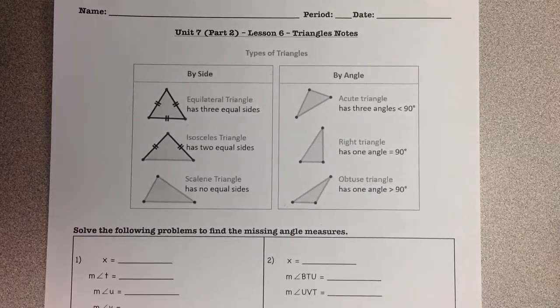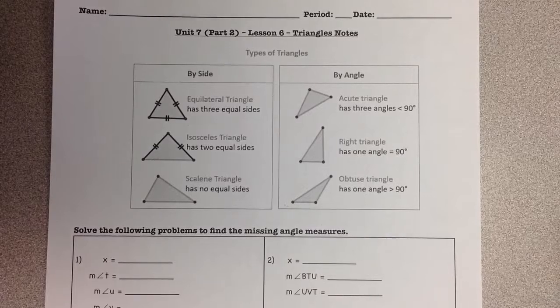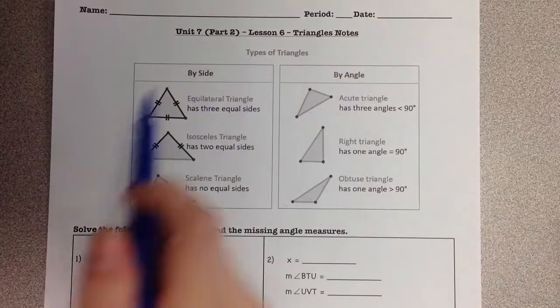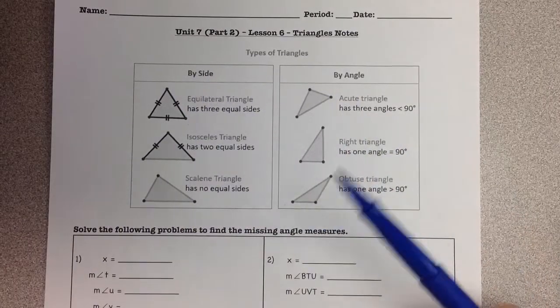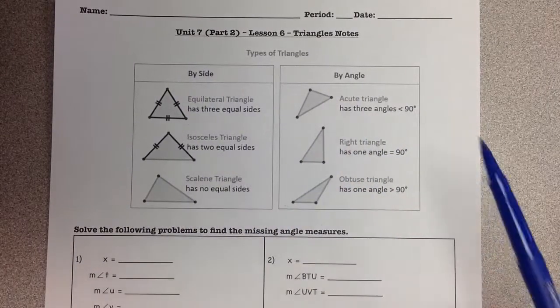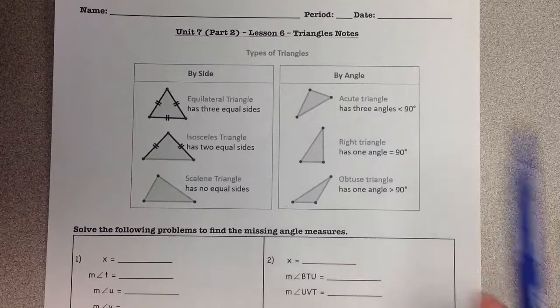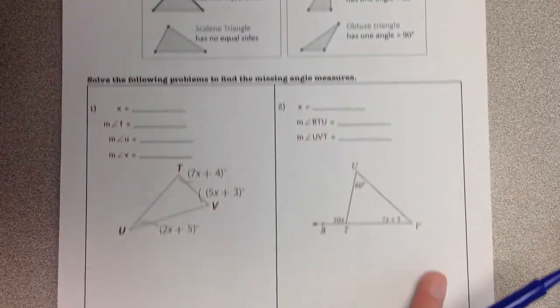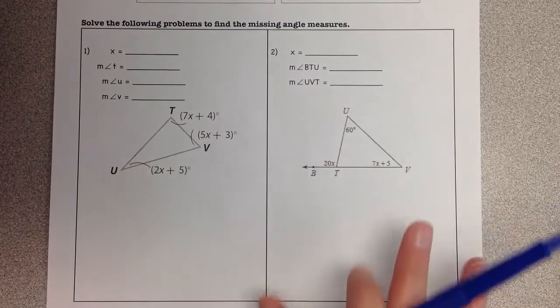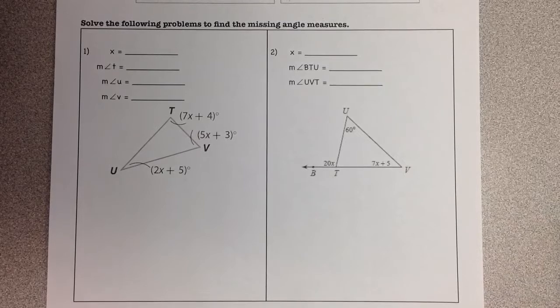For lesson 6, we are going to be talking about triangles and then finding missing values given what we know about triangles. So I'm not going to go over this right here. I think most of you know this, but just a couple of reminders for classifying triangles by sides and by angles. What we're going to focus on is actually solving problems and finding missing angle measures.